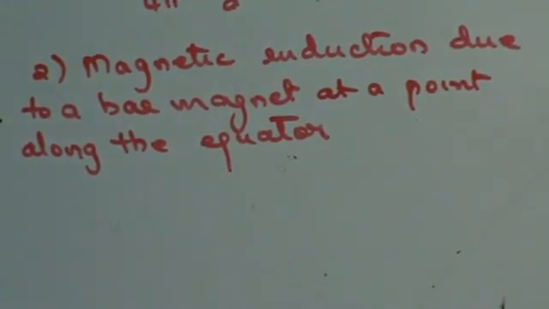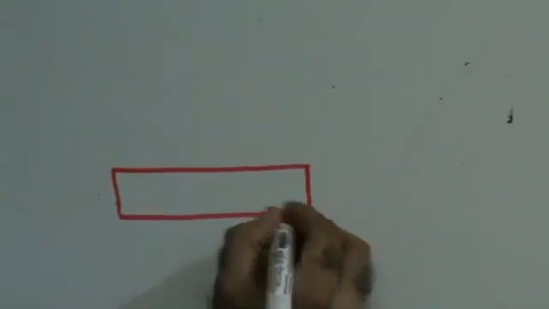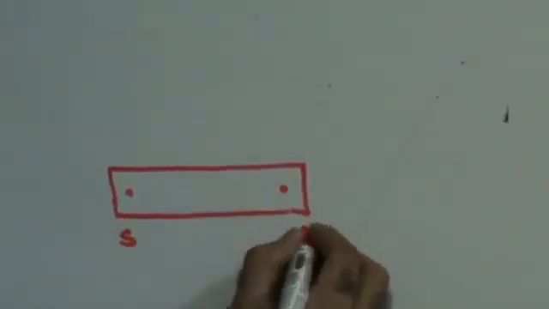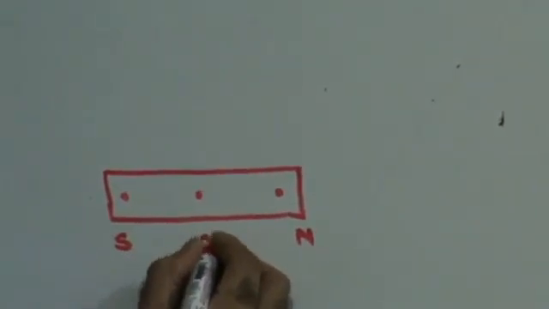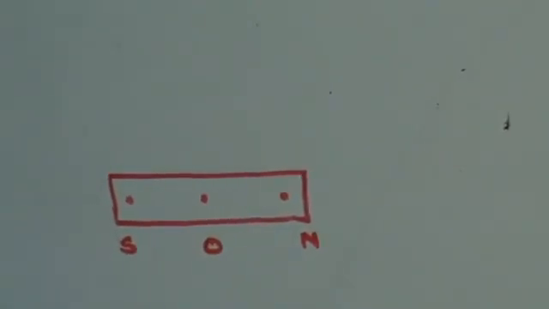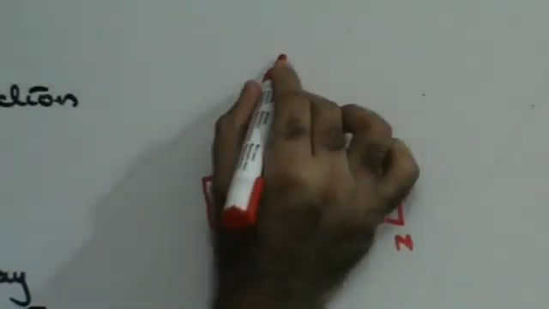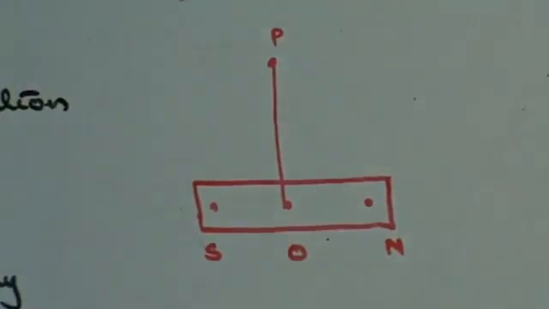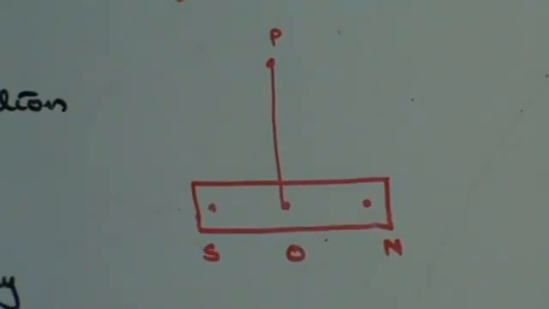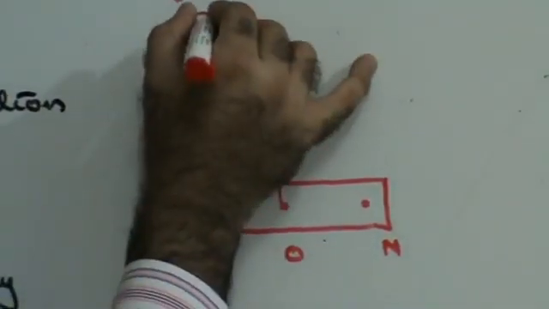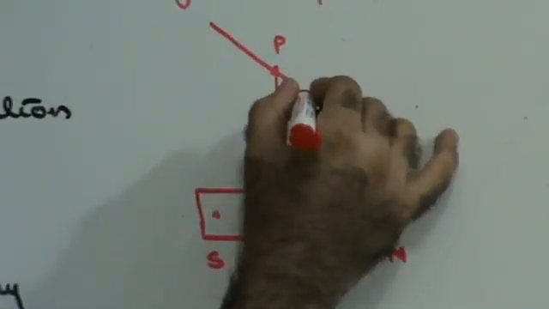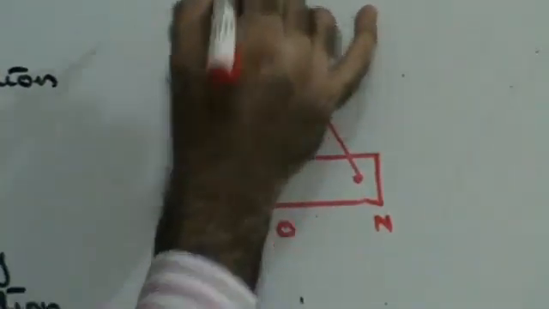Right. Let's consider a small bar magnet. This is the south pole, this is the north pole, this is the center O. Let's assume that this is a point along the equator. I want to find the magnetic induction at point P. Now, the north pole is going to exert some force at this point, so there is going to be some magnetic induction due to the north pole.